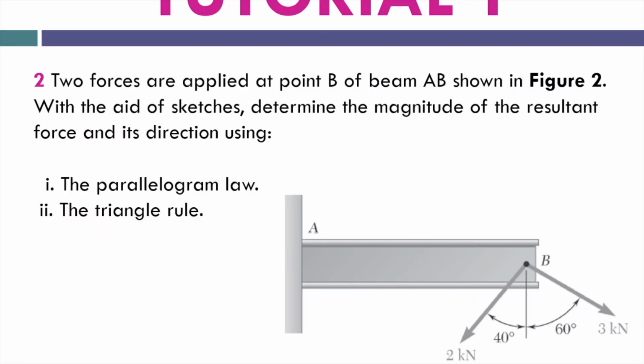Okay, so now the second question of tutorial 1. Here two forces are being applied at the point of B: 2 kilonewton and 3 kilonewton. The angles given are 60 and 40. So same here, using the parallelogram law and triangle rule, we're going to find out the answer.